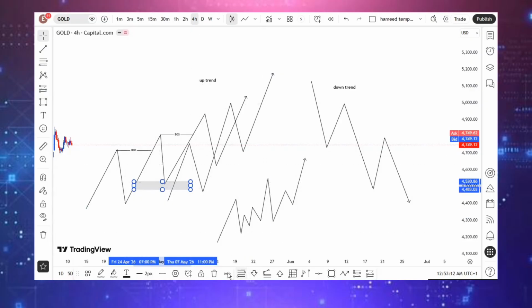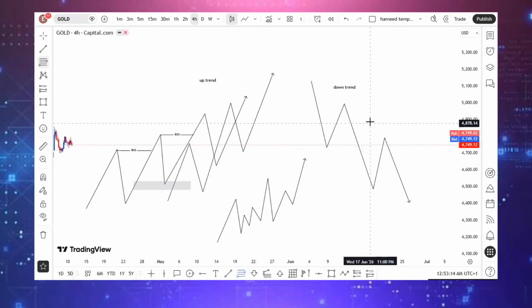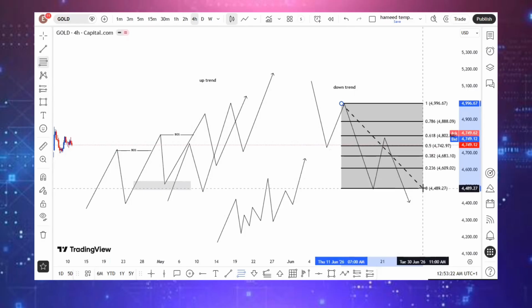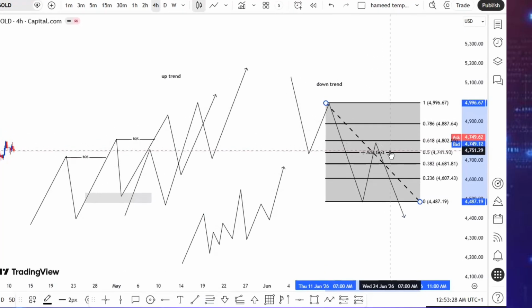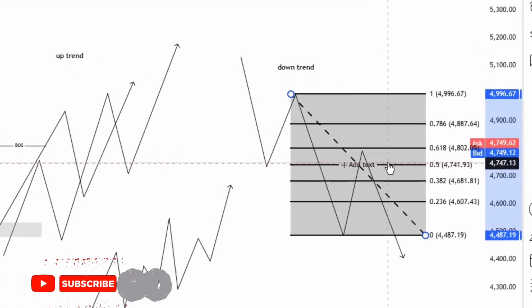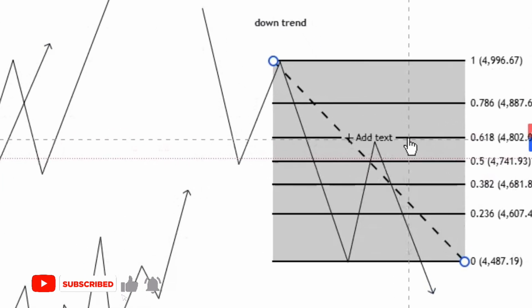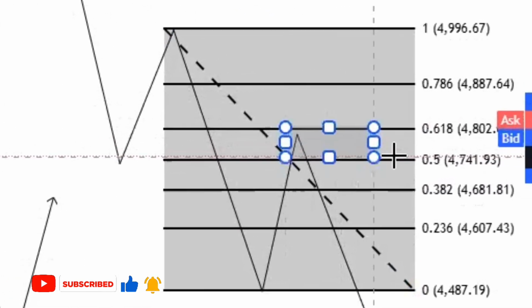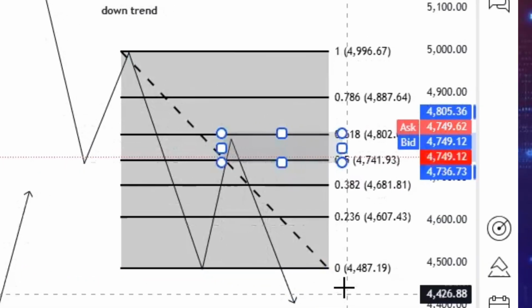The second way is Fibonacci retracement, which you can just take. Let's use a downtrend as an example here. Just take your Fibonacci from up here, then to the downside. Where are you going to wait for? Where are you going to position yourself? Around 0.618 to 0.5 here. Around here to here. You just position yourself around here.